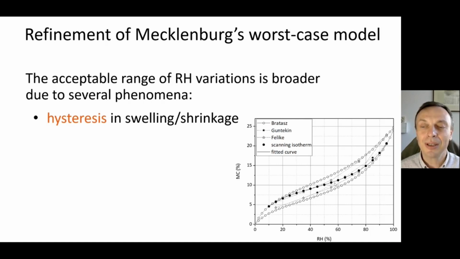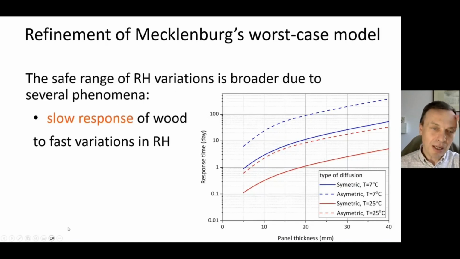What is important is that the slope of this curve is smaller here. We call it the scanning isotherm. The slope of the scanning isotherm is lower than the slope of the absorption or the desorption branch. So it broadens the safe range of humidity variation. Another effect is that objects are not responding immediately to humidity variation, and they usually have a slow response, and it can take, depending on the thickness and the type of the diffusion, from hours to days or even months or sometimes a year.